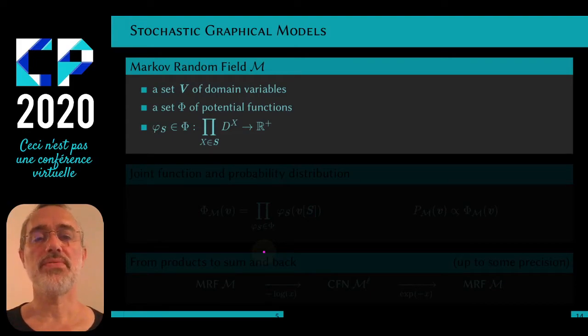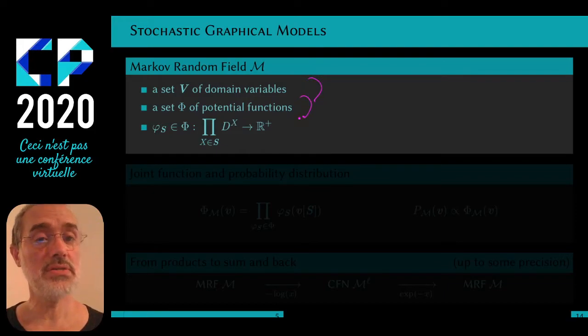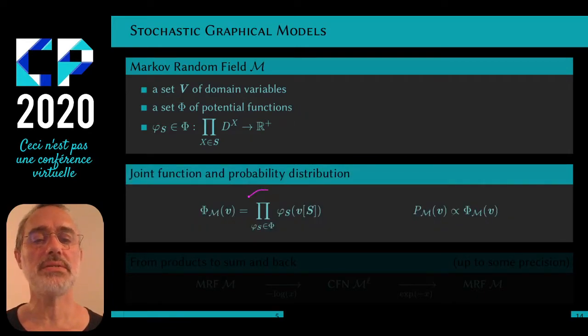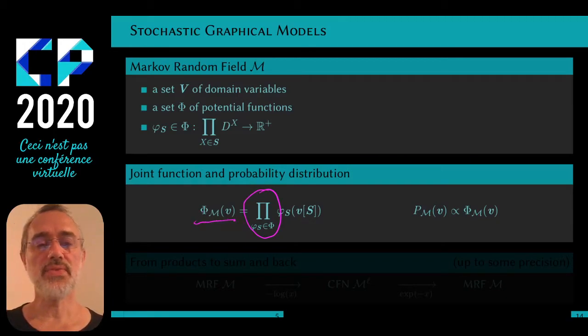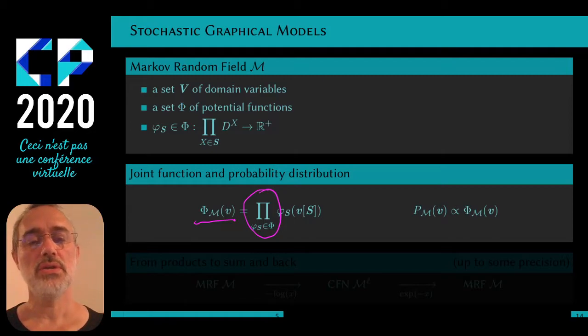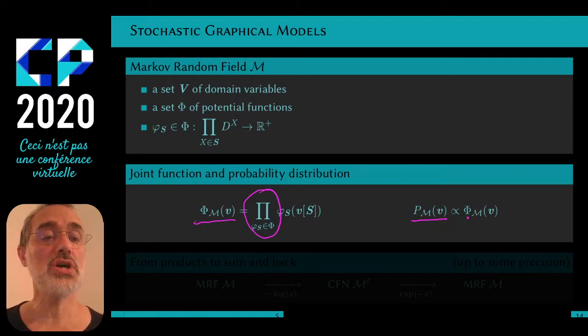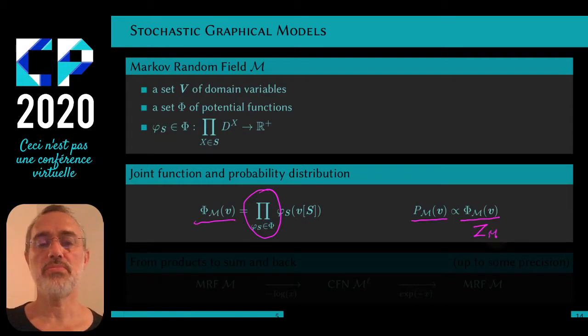The second type of graphical model we consider is this stochastic graphical model called Markov random field. Again, domain variables, functions, in this case, non-negative real functions. But the main difference is that instead of combining them by sum, we combine them by product. It gives a joint function, which is a non-negative function over all tuples of variables, and you can transform this into a probability distribution just by normalizing the joint function by a constant, which is, however, sharp P hard to compute.